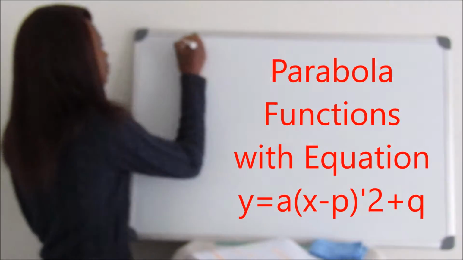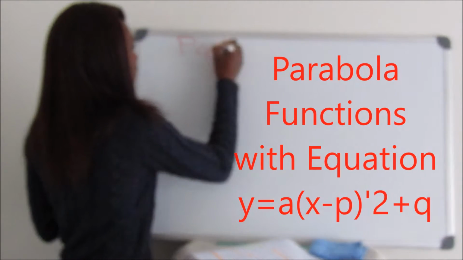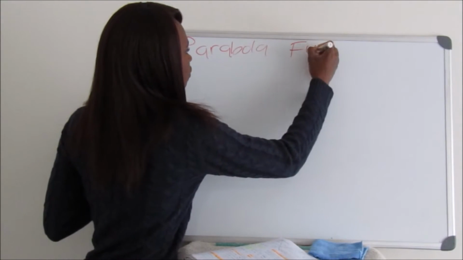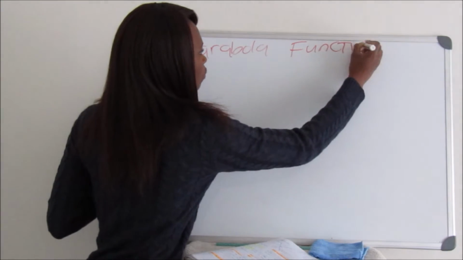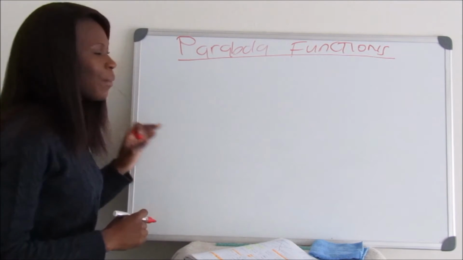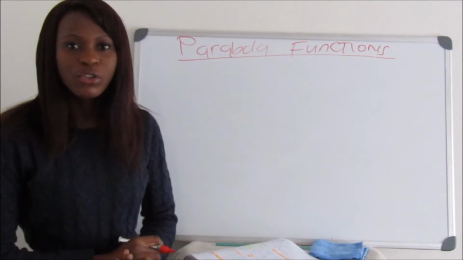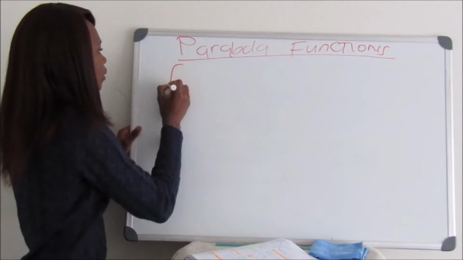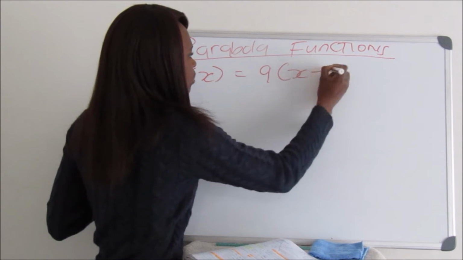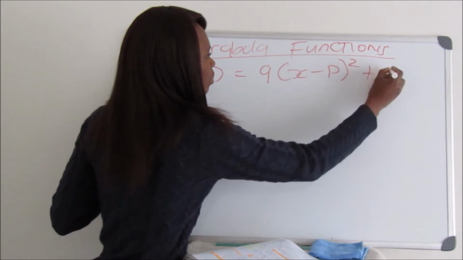Today I will be taking you through parabola functions. The parabola that we will be talking about today is in the standard form f(x) = a(x - p)^2 + q.